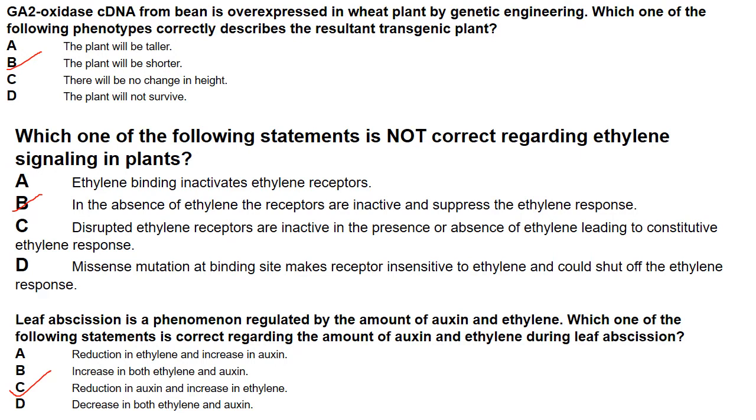The next one. Leaf abscission is a phenomenon regulated by the amount of auxin and ethylene. Which one of the following statements is correct regarding the amount of auxin and ethylene during leaf abscission? So ethylene favors leaf abscission and auxin inhibits abscission. So answer will be option C, that is reduction in auxin and increase in ethylene.